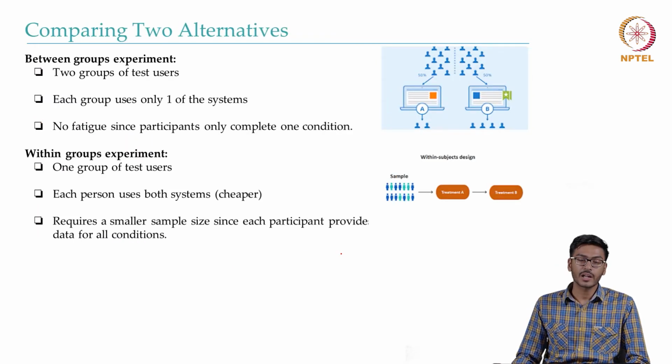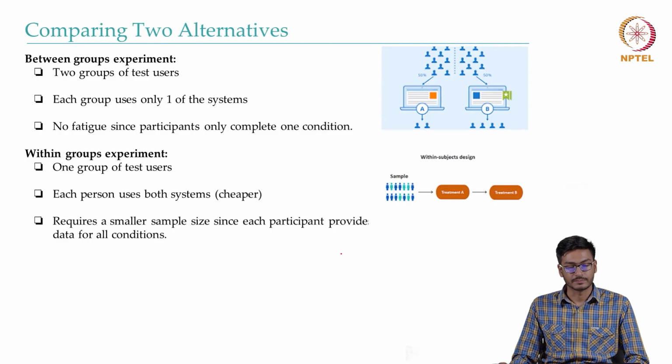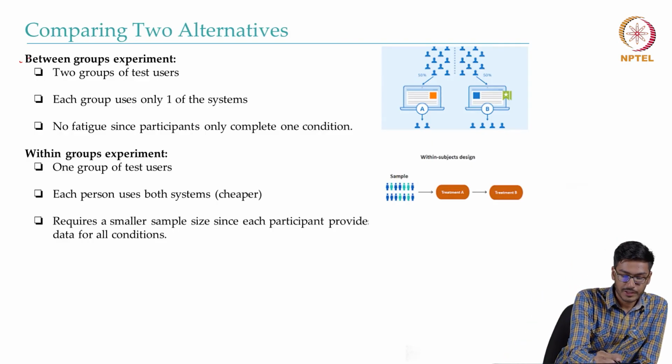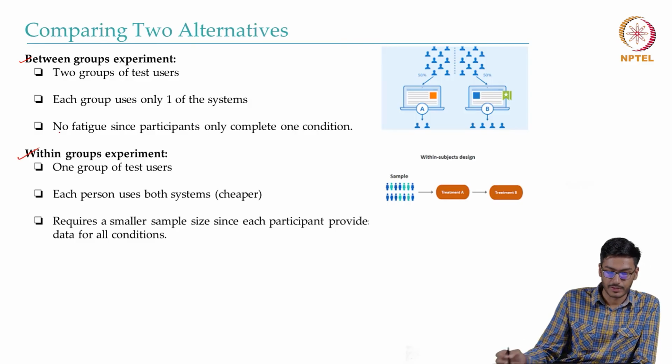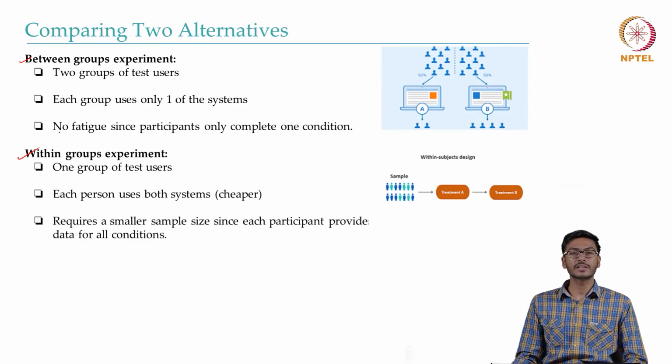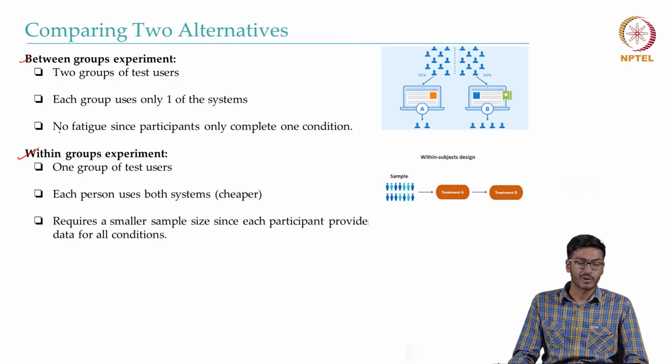We also need to look at how we compare two alternatives. The two alternatives are the between groups experiment and the within groups experiment. Different design solutions may be suited for different types of experiments.